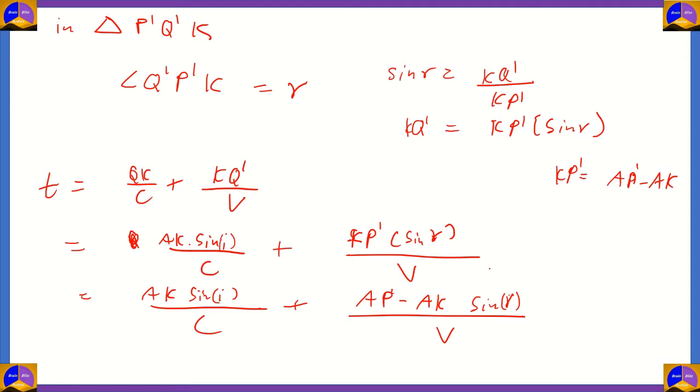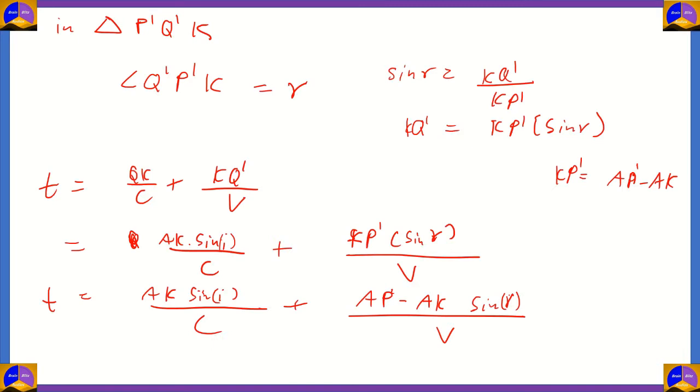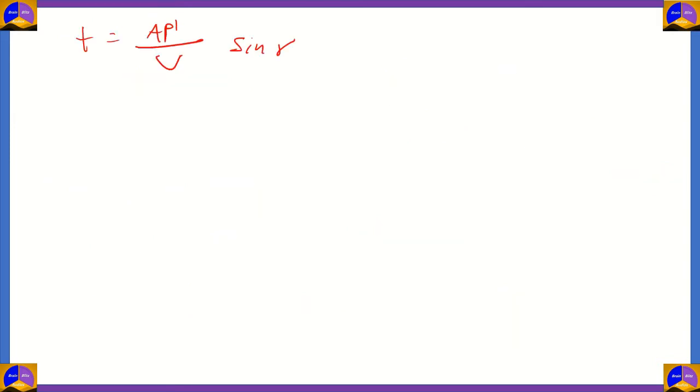So how are we going to represent this equation now? Now this equation can be represented as t equals AP dash sine r divided by v, because we are multiplying sine r to both AP dash and AK. Then plus, taking the terms of AK common, plus AK times sine I divided by c minus sine r divided by v.